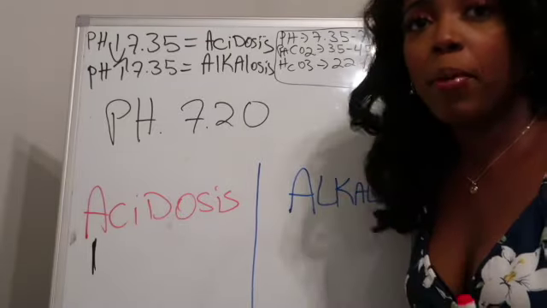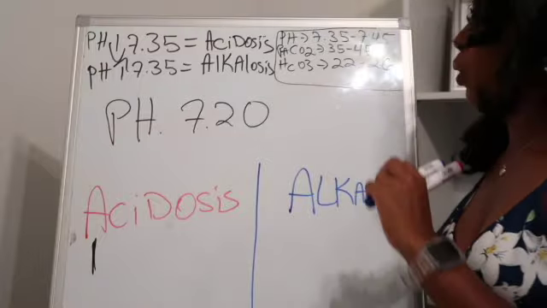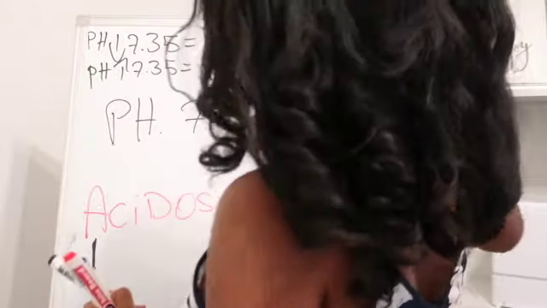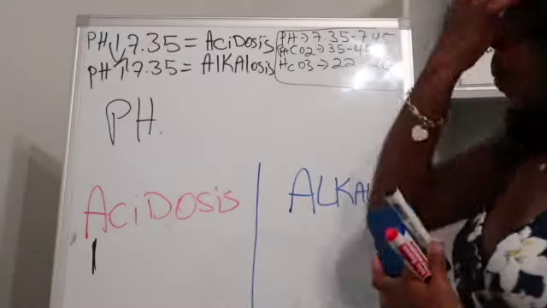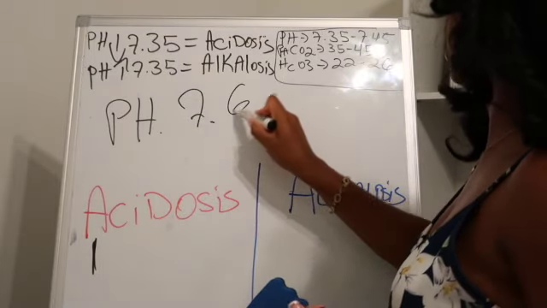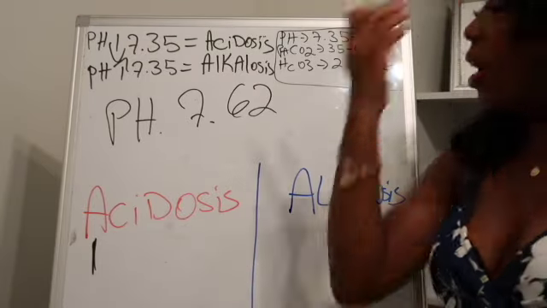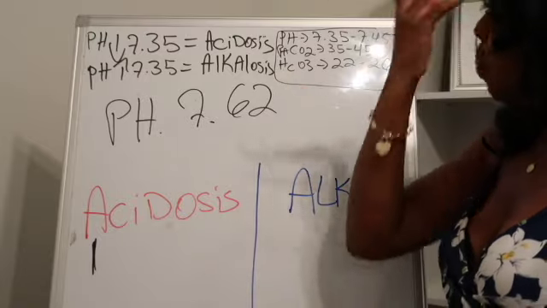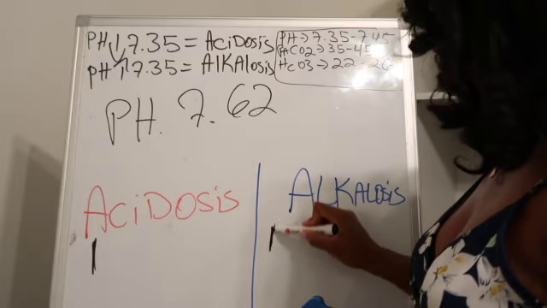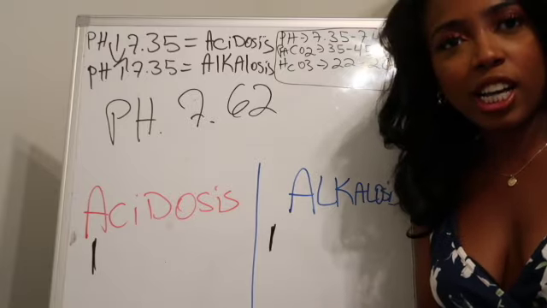Alright guys, so you remember that since the patient's pH is below 7.35, 7.20, they have acidosis. Good job. So let's look at the other pH. Let's say the person's pH is 7.62. Is it acidosis or alkalosis? Is it above 7.45? Yes, this patient's blood pH is way above 7.45. They are experiencing alkalosis, okay?